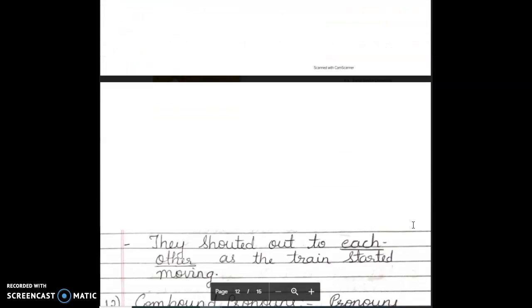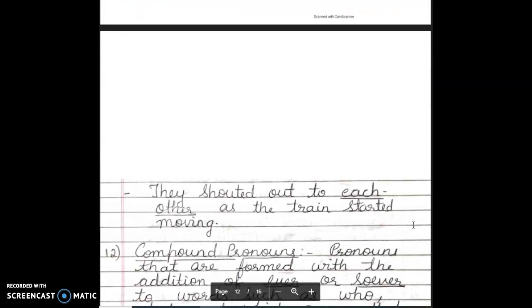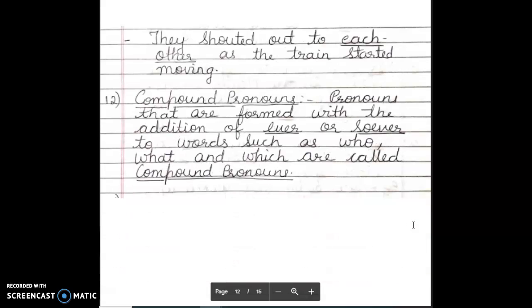Next example. One another is your reciprocal pronoun. So they shouted out to each other as the train started moving. So each other is your reciprocal pronoun. One another, each other. These are the only two which are your reciprocal pronouns.